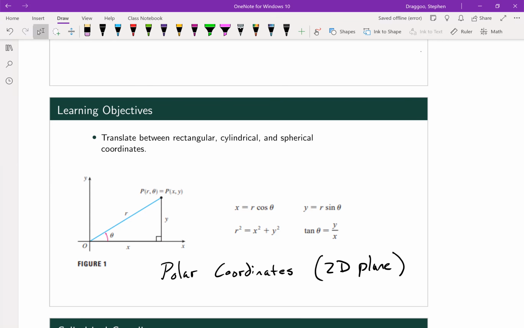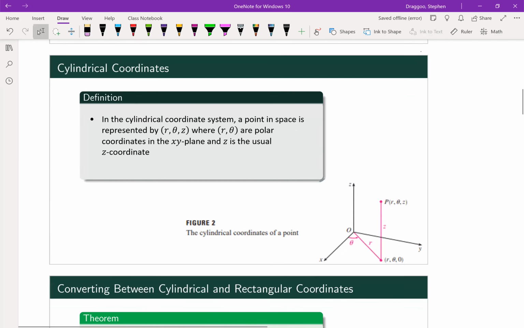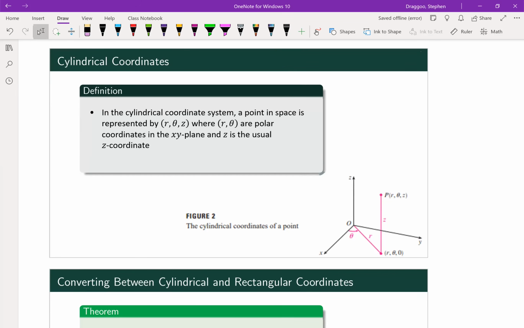will be cylindrical coordinates. And in cylindrical coordinates, we're going to pretty much keep polar coordinates exactly the same and just add the z coordinate onto the end. We'll just tack that on. So it will still just be polar coordinates in the xy plane, but also there's a z coordinate. So we'll have r, theta, and z being that triple, where r and theta, again, are just polar coordinates in the xy plane. Z is the usual z coordinate. So nothing too fancy there.